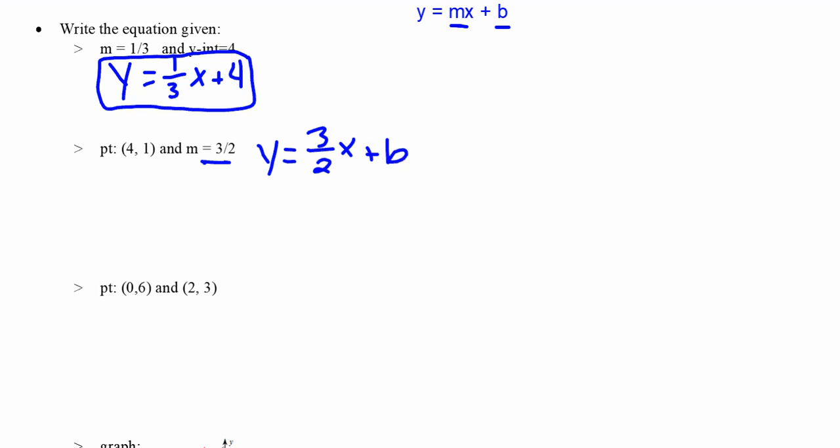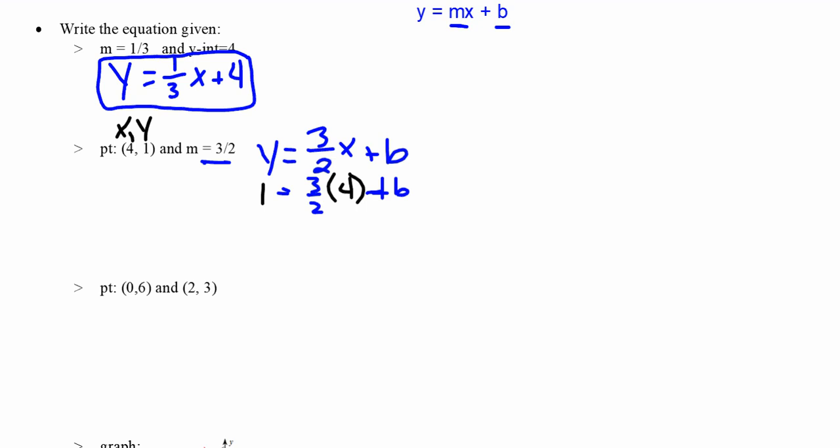What I do know, though, is that I've got this point 4, 1, and I know points always come in x, y kind of format. So I know that when the x value is 4, the y value must be 1. And so I can actually plug these things in, plug in 4 for x and 1 for y, and then actually solve for b. So 3/2 times 4 plus b.